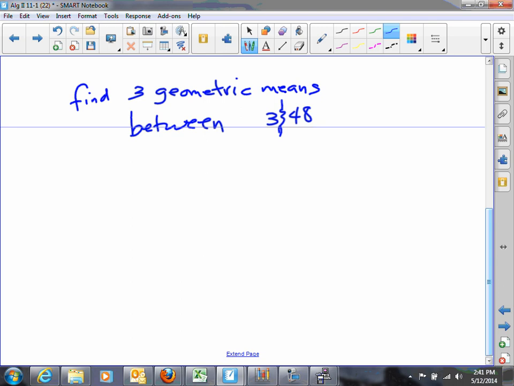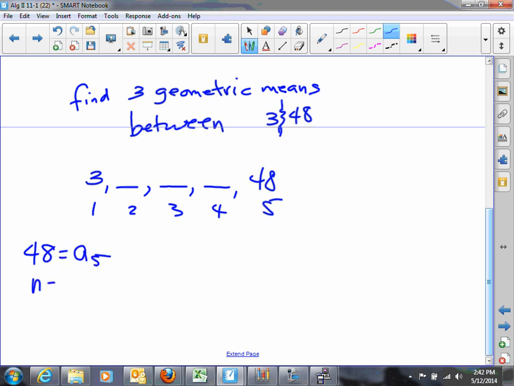Now, geometric means are terms of a sequence that go in between two numbers that form with those two numbers a geometric sequence. So what you're really being asked to do here is to say 3, comma, a number, another number, another number, and then 48 will form a geometric sequence. And we're to look for the 3 numbers that would fit in there. Well, now, the way we do this is we count, first of all, 1, 2, 3, 4, 5. So 48 is a sub 5, and n then will be 5, and a sub 1 is 3.